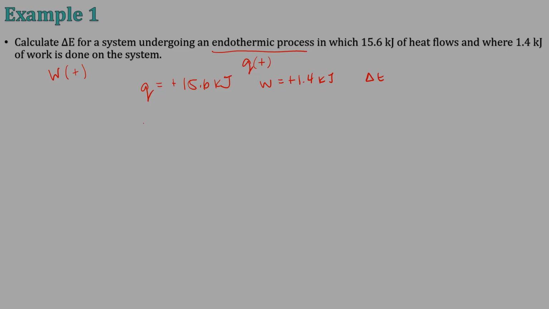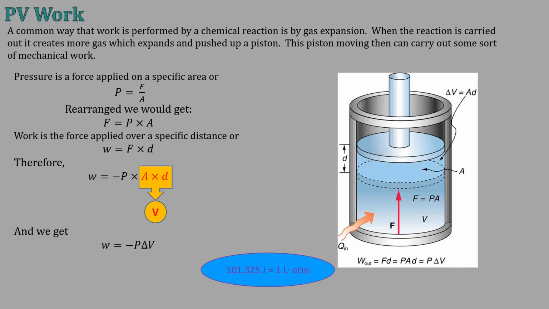And delta E is what we're looking for, and that's Q plus W. So I'm just going to add those two numbers together, 15.6 plus 1.4, they're both in kilojoules, is 17.0 kilojoules. And the sign would be positive. All right, so pressure volume work.